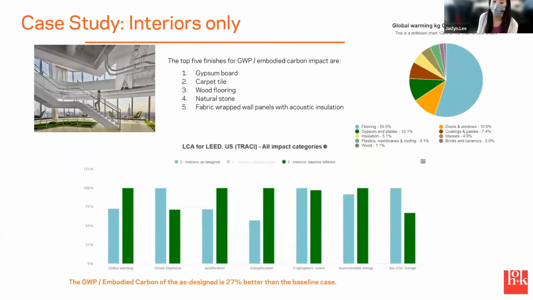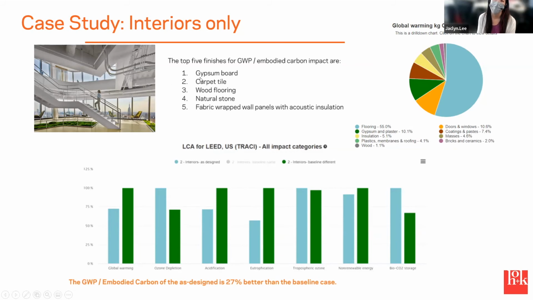And as I mentioned earlier, we don't typically look at interiors. However, we have looked at them specifically for this one project. The client really wanted to, it's only an interior renovation, and wanted to look at different material choices. So we found that for interiors, the top 5 finishes for the worst performing is the chipboard.